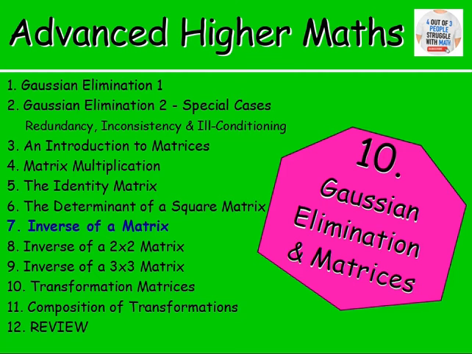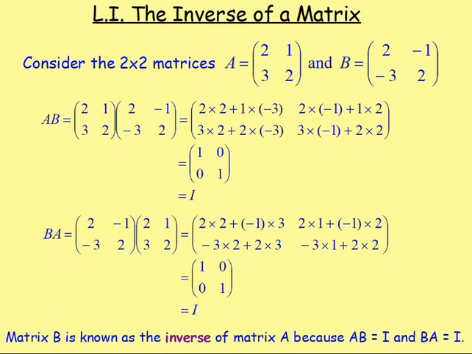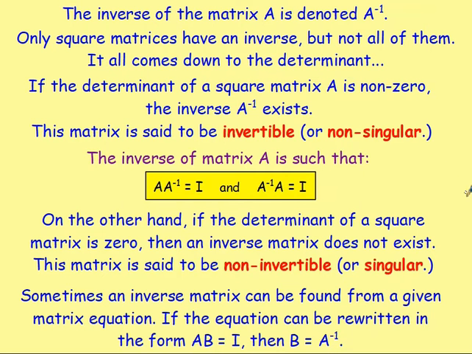After that, we went on to look at the inverse of a matrix. So if you think about these two matrices here, A and B, if you multiply them together, so A times B or B times A, you get out the identity matrix. Because of that, you can say that matrix B is known as the inverse of matrix A, because when you multiply them together, you end up with your identity matrix.